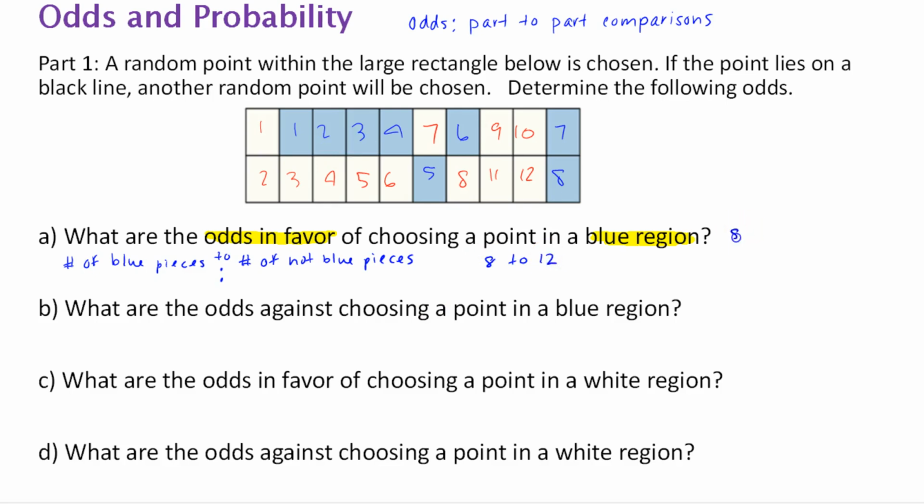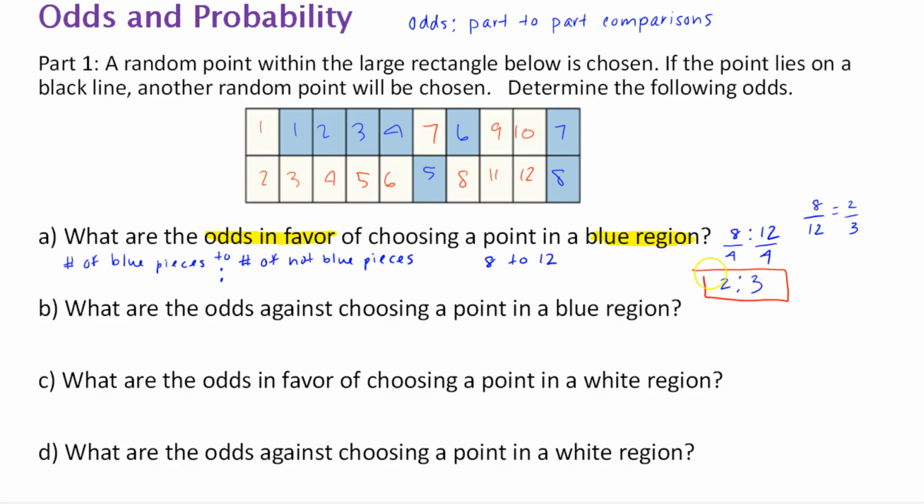Now I'm going to write this over here with a colon. We can simplify odds in a similar way to simplifying fractions. I said we can write this as a fraction, so we could write it as 8 over 12. They both have a common factor of 4, and then we get 2/3. Similarly, we can divide each of these numbers by 4. I usually write them like this, and our simplified answer is 2:3. Let me put that in a box. So the odds in favor of choosing a point in the blue region are 2 to 3.